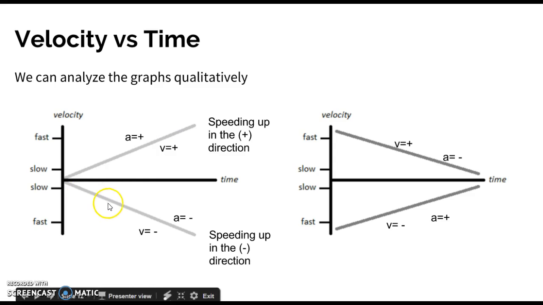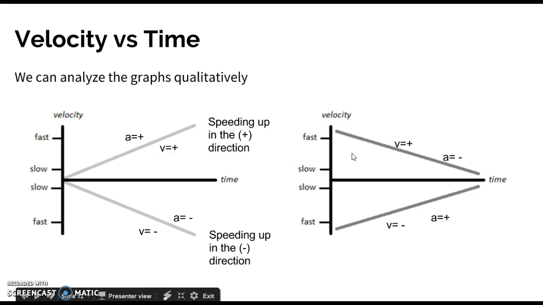Here for this object, we have the situation where we're going from slow to fast. So again, we're speeding up, but we're speeding up in the negative direction. And we can also see that its slope is a constant negative value, so we're going to have a constant negative acceleration.